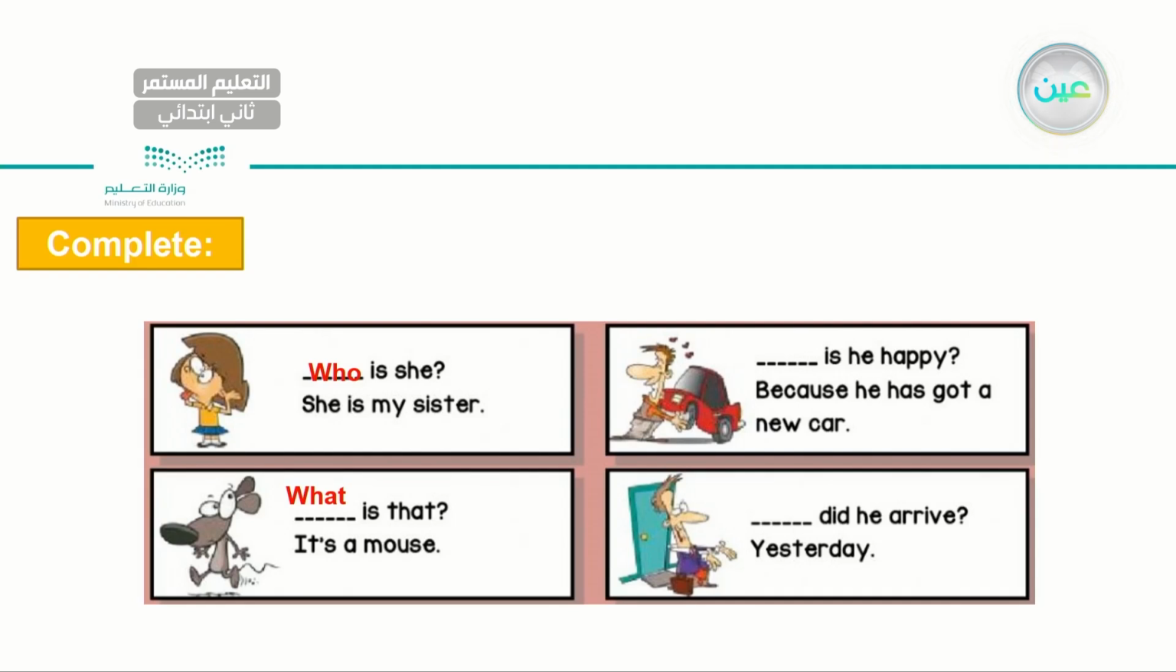Is he happy? Because he has got a new car. So here we have a reason for his happiness. So the question word is why. Why is he happy? Because he has got a new car. Last one. Here I have yesterday in the answer. I have a time, right? So when did he arrive? When did he arrive? Yesterday.